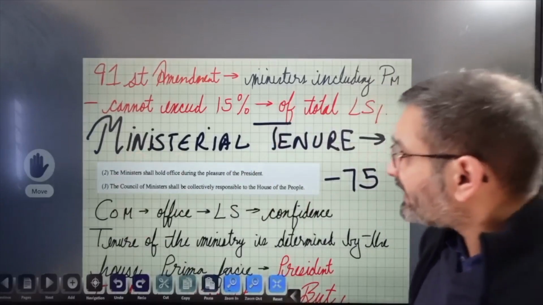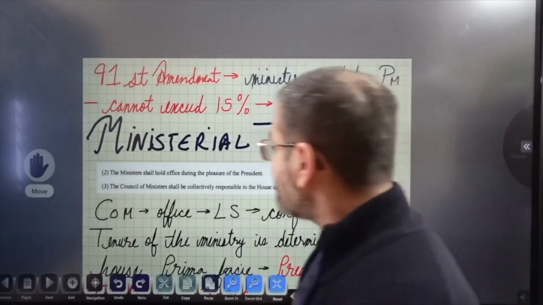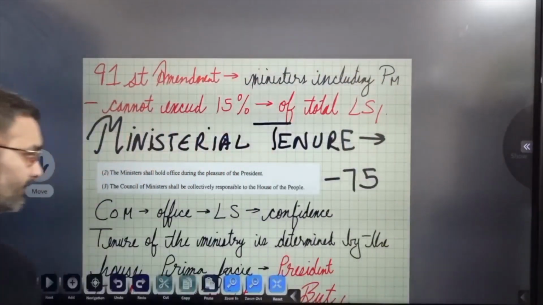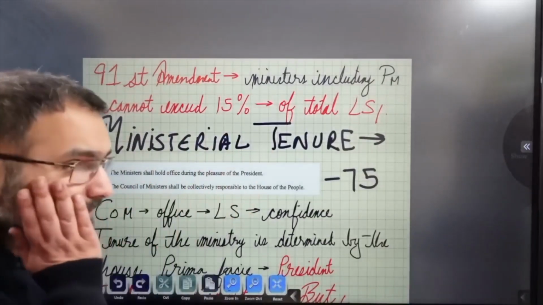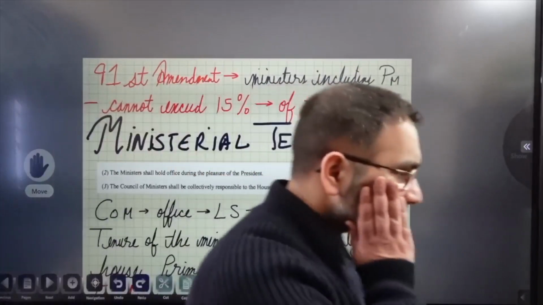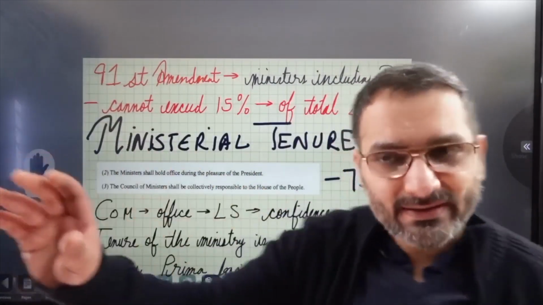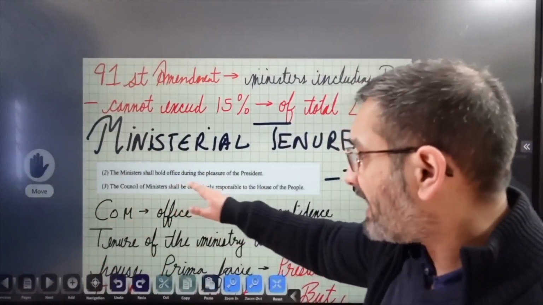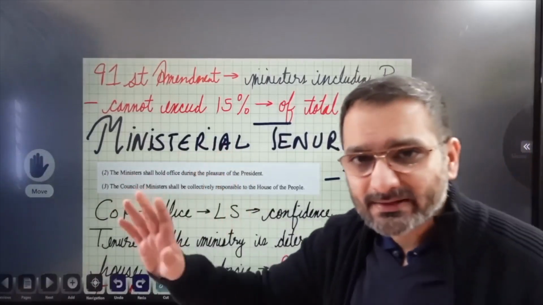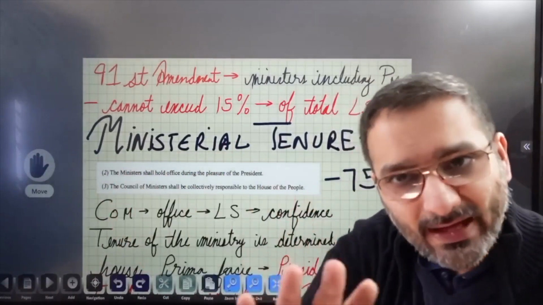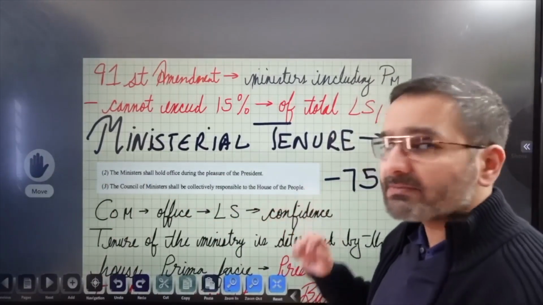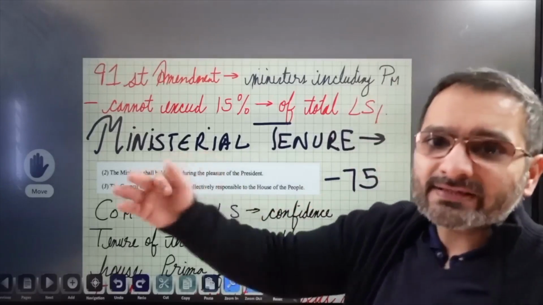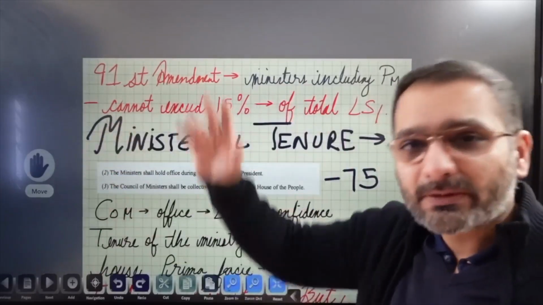Okay, now ministerial tenure. The ministers shall hold office during the pleasure of the President. The Council of Ministers shall be collectively responsible to the House of the People. Isn't this a sort of paradox? On one end you are saying the ministers shall hold office during the pleasure of the President, which means they are at the whim and fancy of the President. Clause 3 says the Council of Ministers shall be collectively responsible to the House of the People, so they are in office as long as they enjoy the confidence of the House. Who the hell is the President then?